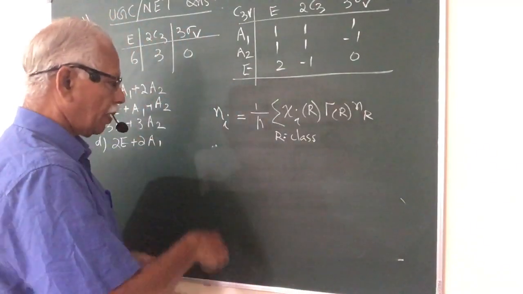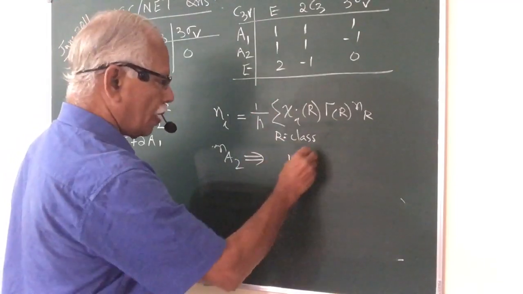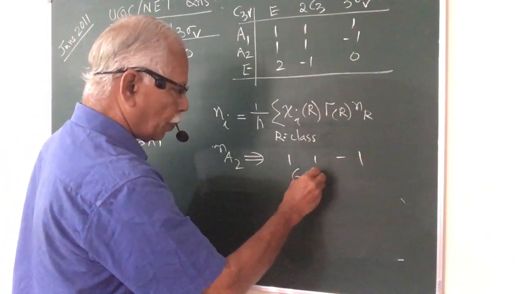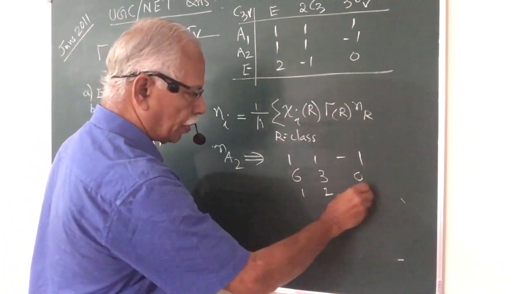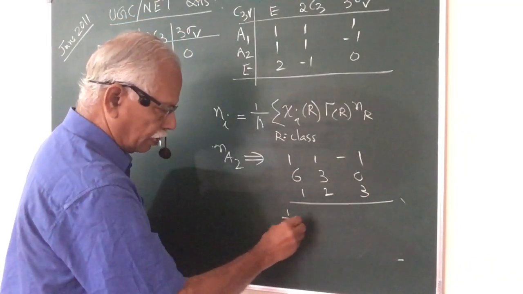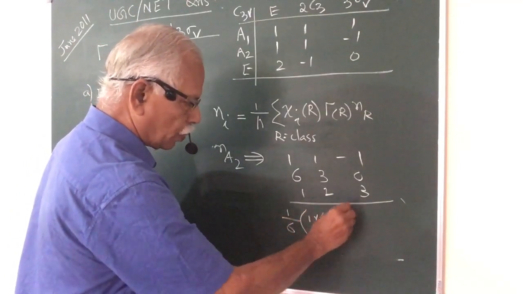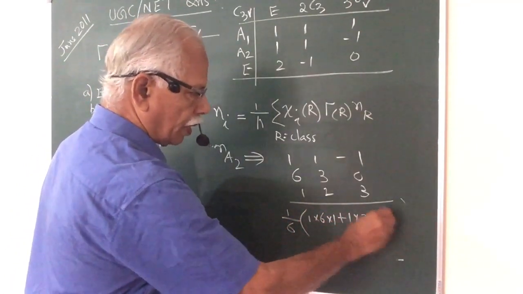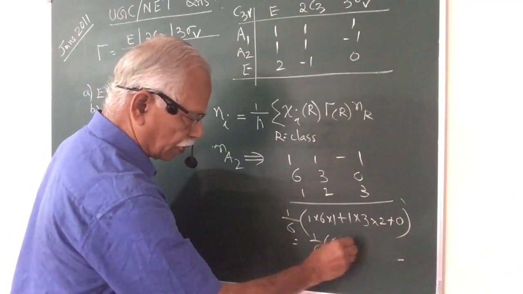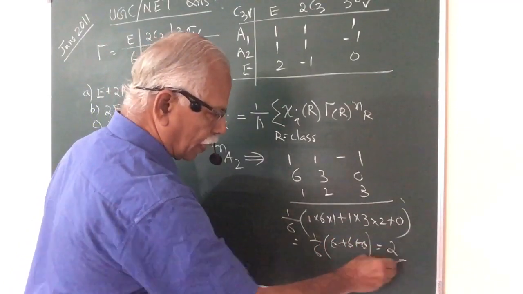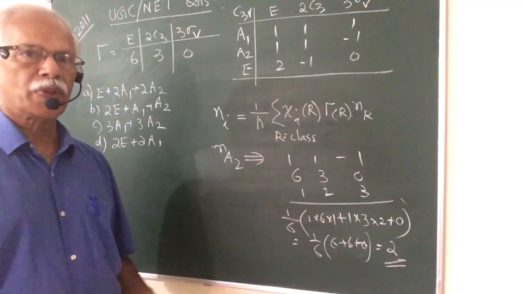Similarly, look for the number of A2 type. Character is 1, 1, minus 1. Reducible is 6, 3, 0. And the number of operations are 1, 2 and 3. Multiply and add, divide by h, that is 6 here. 1 into 6 into 1, plus 1 into 3 into 2. Here is a 0, so I will put 0 here. This becomes 1 by 6 into 6 plus 6 plus 0. Again you get 2. There are two A2 type irreps also.